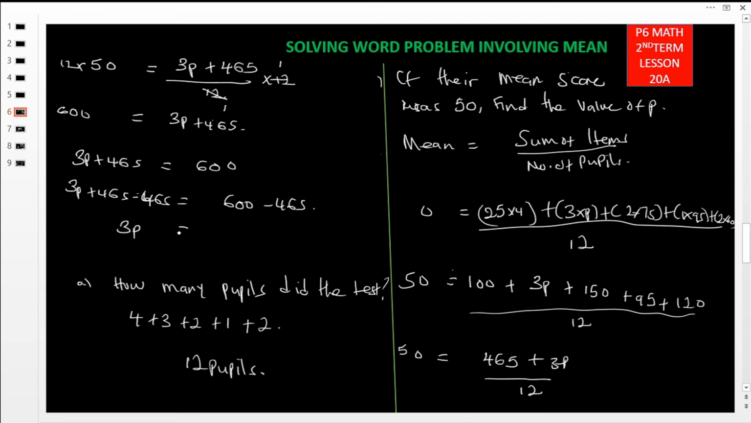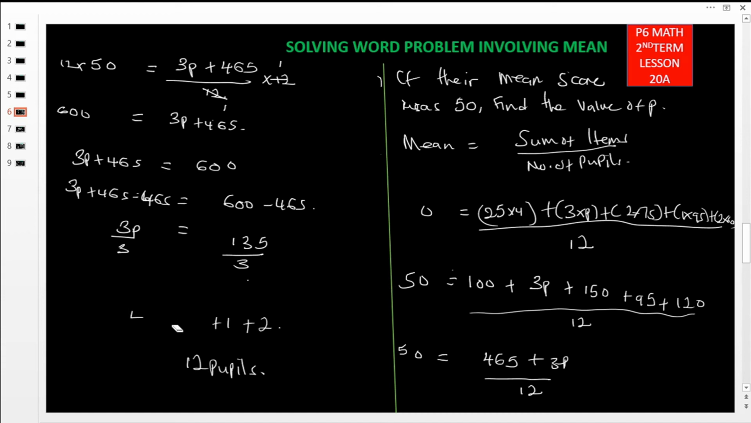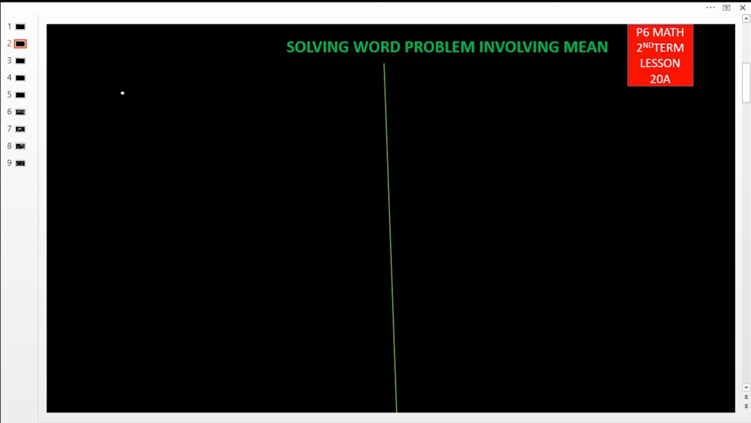So 3p is equal to, when we subtract, we are going to remain with 135. We divide by 3. Majority of you get disturbed by dividing, but where we are going, as we are going to look at pie charts, you have to know how to divide well using short division. So this is 135. Let us use our short division. This is 45. Okay, with that one, let us now get our assignment.